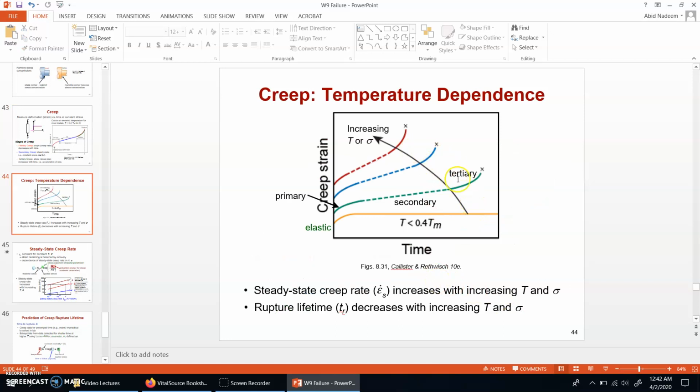And this slide, as I have already shown to you, shows the dependence of creep on temperature. The steady state creep rate is represented by the symbol epsilon dot s, and it increases with increasing temperature and stress level. Of course, if more stress is applied on the specimen, the creep strain will increase.